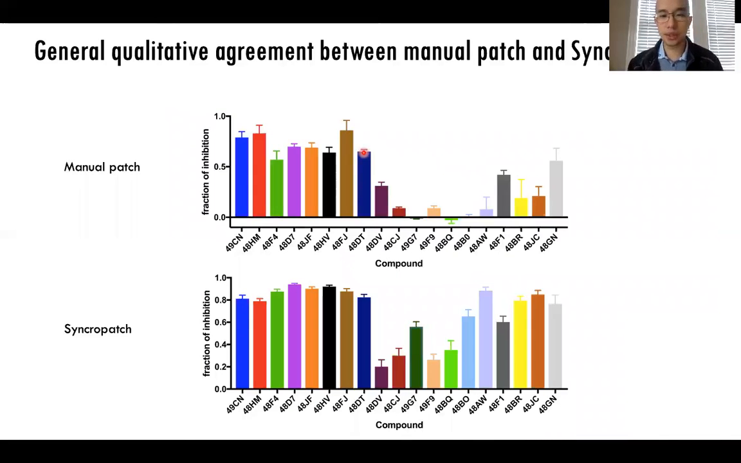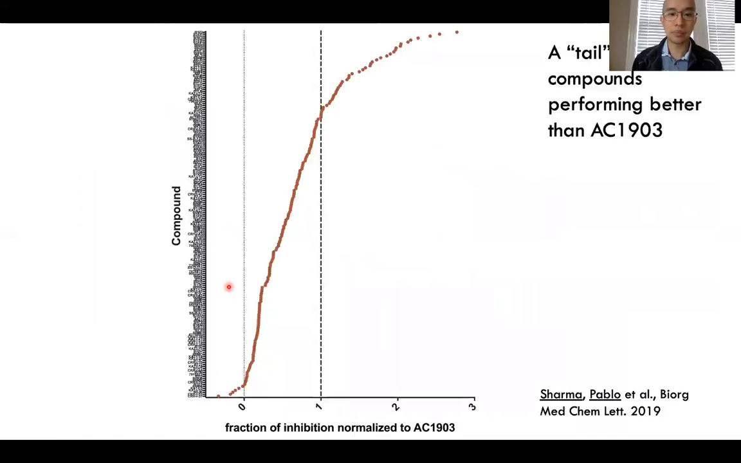So this is just to show you that with a subset of compounds that we recorded both manually and on the SynchroPatch, there is good qualitative agreement between the two platforms, which gives us confidence in the results that we will get from the SynchroPatch.